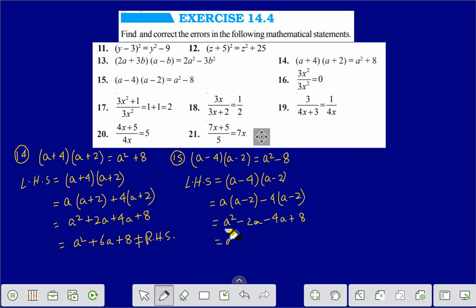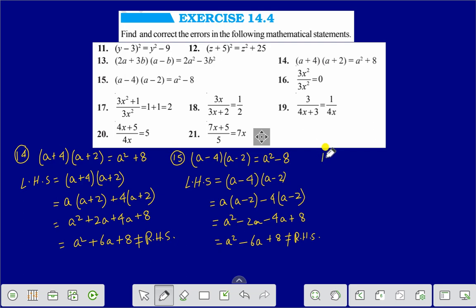Therefore, we are getting a square minus 6a plus 8, which is not equal to the right hand side, because the right hand side is given as a square minus 8. We'll solve question number 16.